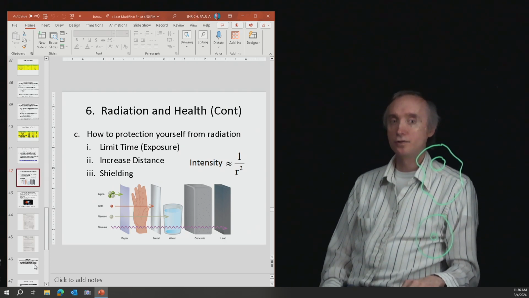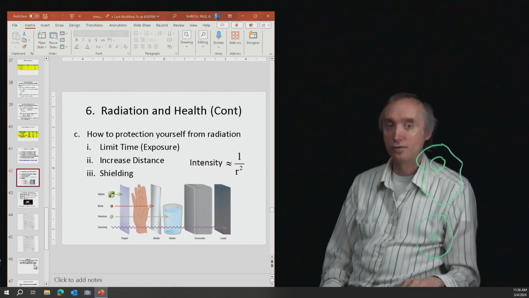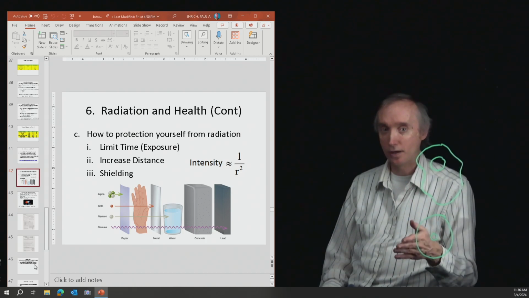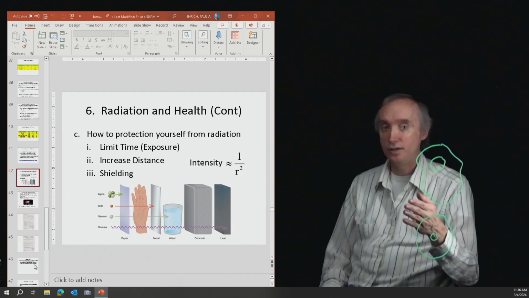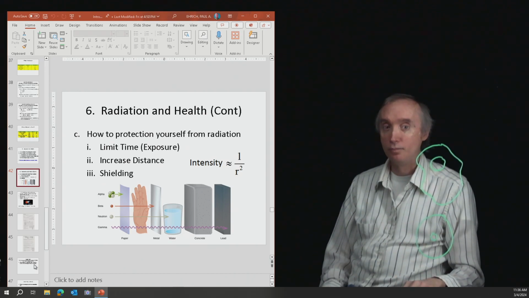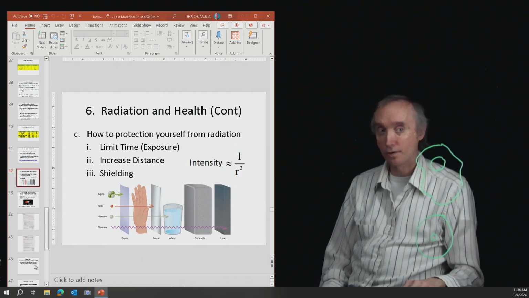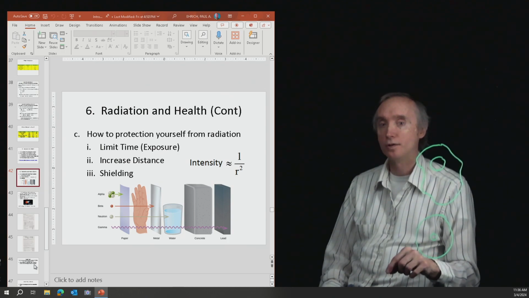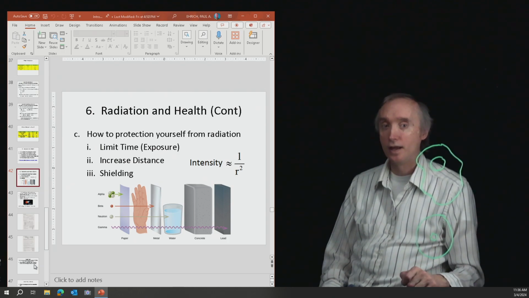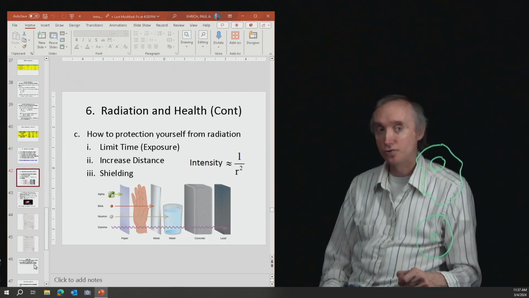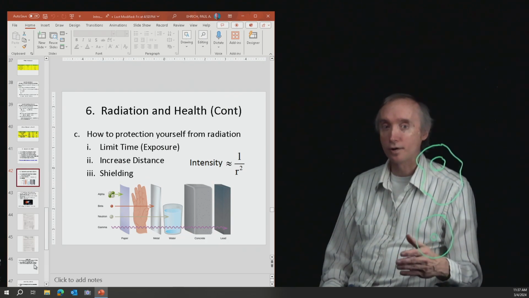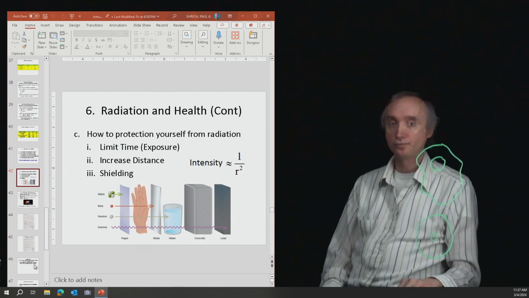Okay, then you've got the neutrons. The neutron, you can see, goes through the piece of paper. It's going to go through your hand. It's going to go through that sheet of metal, but it's going to be stopped by water. Do you remember when we talked about the nuclear power plant and we said that the water was a moderator? The purpose of the moderator was to slow down the neutrons. So that's why water is so effective.